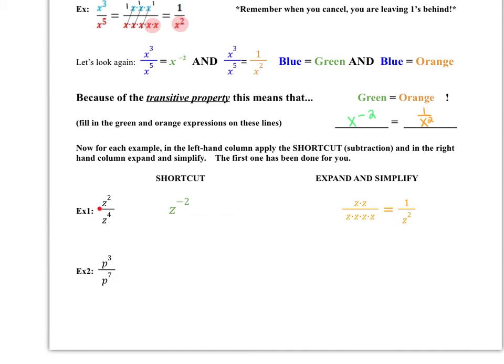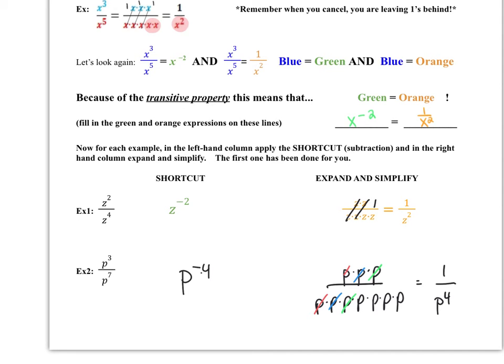So z to the 2nd divided by z to the 4th meant that I could subtract their exponents. 2 minus 4 is negative 2, so that's where z to the negative 2 came from. Z to the 2nd meant to do z times z, and z to the 4th meant to do z times itself 4 times. When I canceled, I'm left with a 1 in my numerator and z squared in my denominator. Pause the video, try examples 2 and 3, which is on the next slide for me. Press play when you're ready to check your answers.